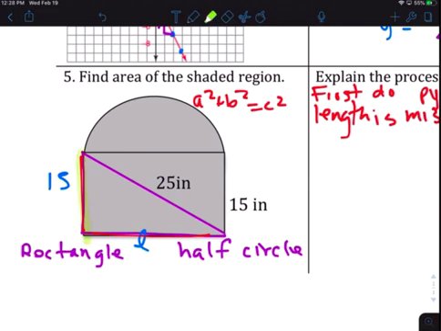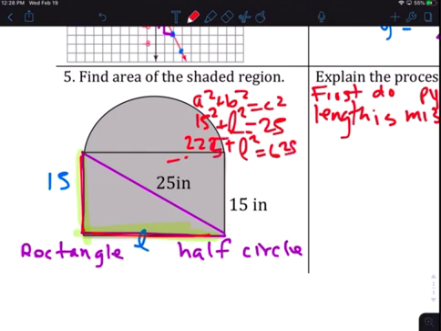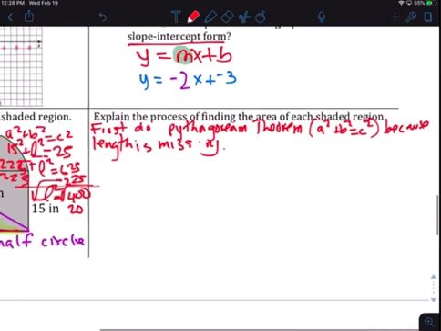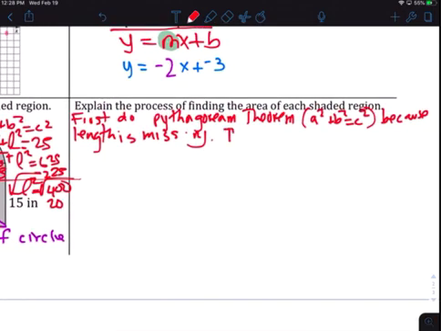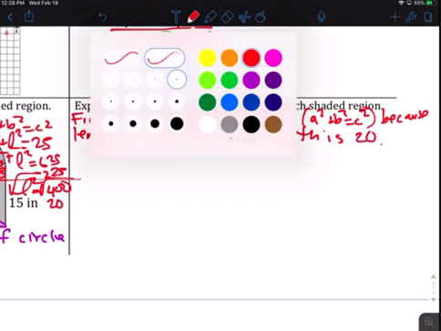Okay, the two legs are a and b. Length and width is a and b. So 15 squared plus L squared equals 25 squared. 225 plus L squared equals 625, minus 225. Take the square root of that. So the length is 20. Because length is missing, the length is 20.